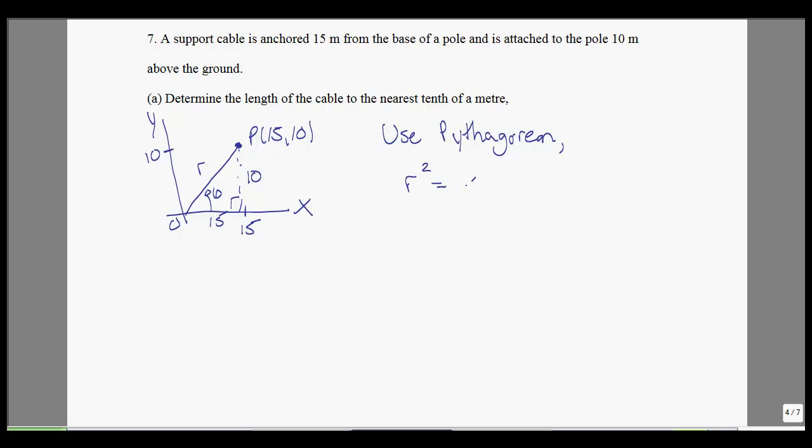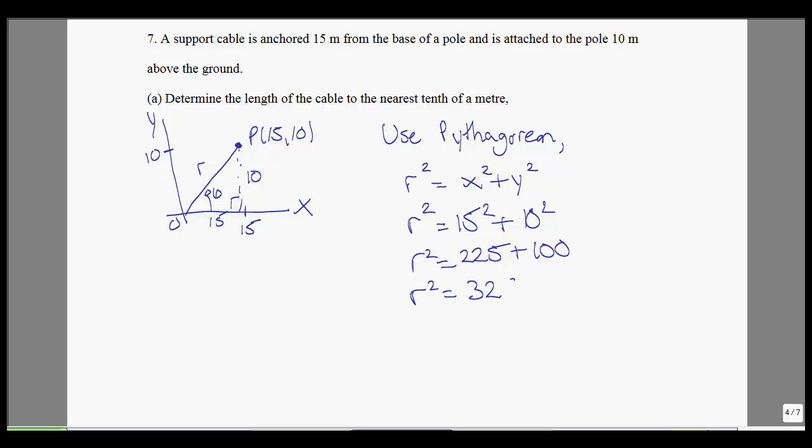R squared equals X squared plus Y squared. R squared equals, our X is 15 and our Y is 10. 15 squared is 225. 10 squared is 100, leaving us with 325. Square rooting, we get a value of R equaling square root 325.